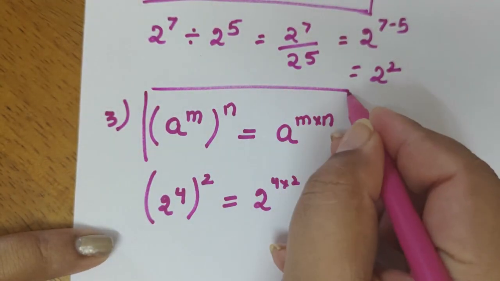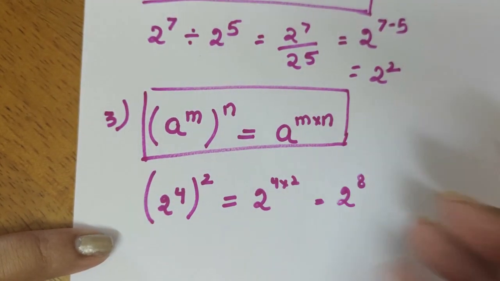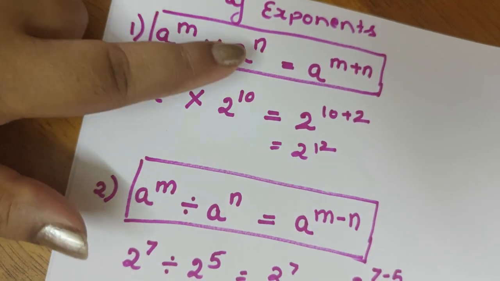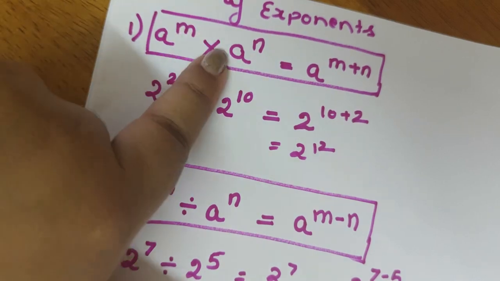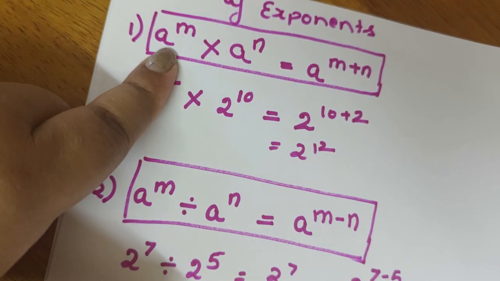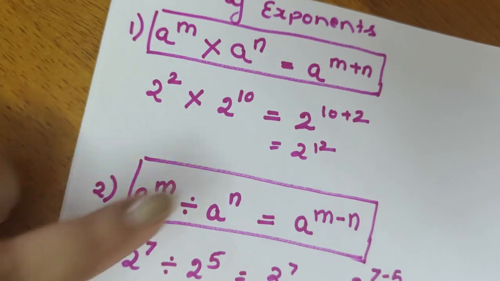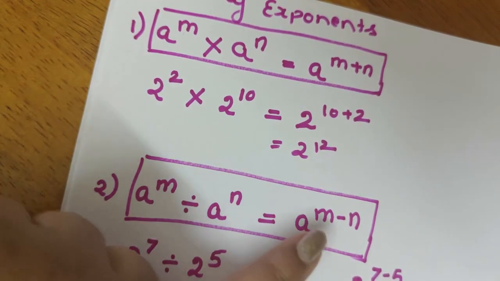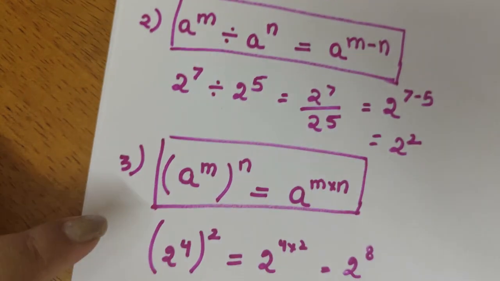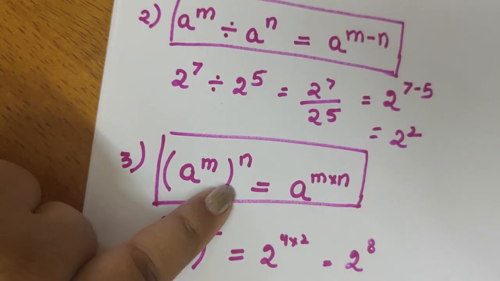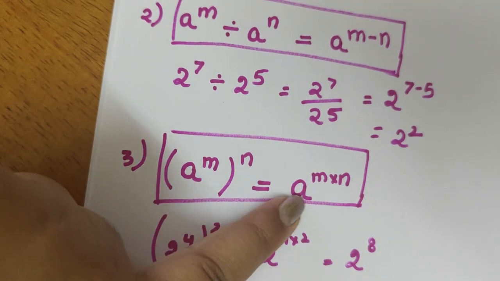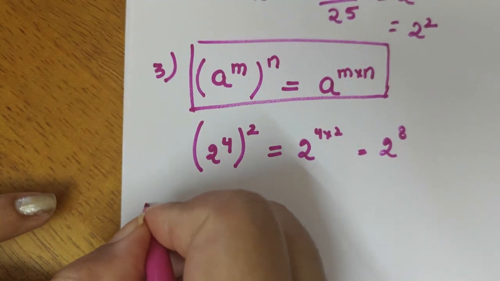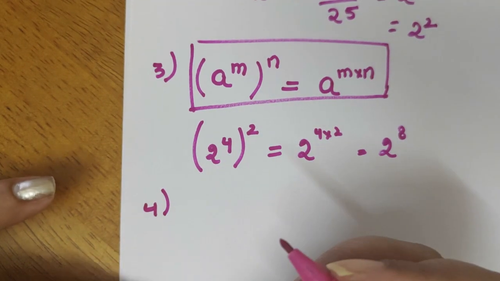So the third law is this. Those are the three laws we have read so far. a raised to the power m into a raised to the power n: because it's a multiplication and the integers are similar, we add both the powers. Similar integers to divide, we subtract the powers. When we open the bracket, if there are two powers, then we multiply them. Now we will move to the fourth law.